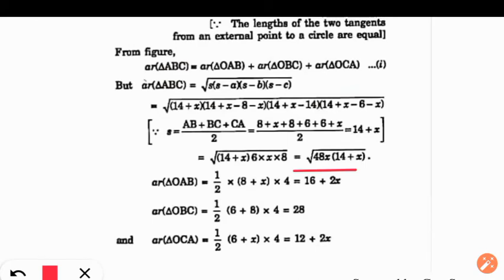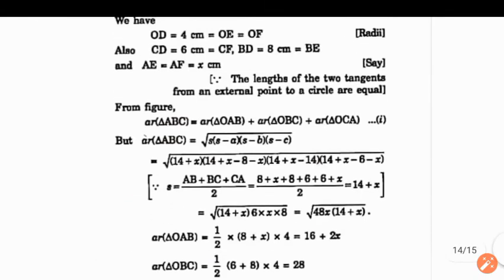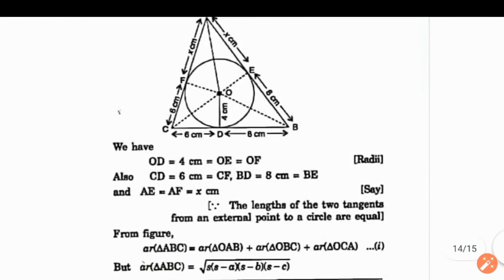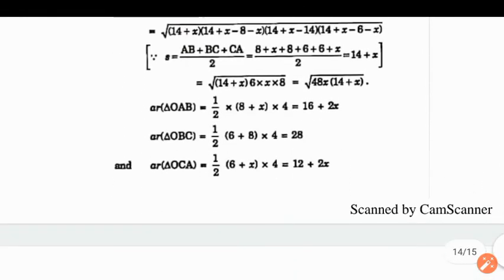Now if I want to find the area of triangle OAB, you can see this triangle. What can I write? Half of, here we have the height OE. When we have an altitude in a triangle, what is the formula to find the area? Half into base into height. So here half into base, this one, into height, this one, 4 centimeters. By using that formula, we have the respective areas, you can see.